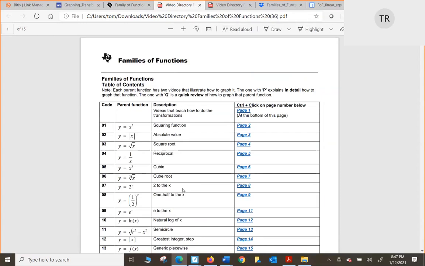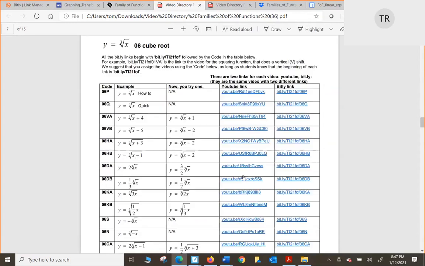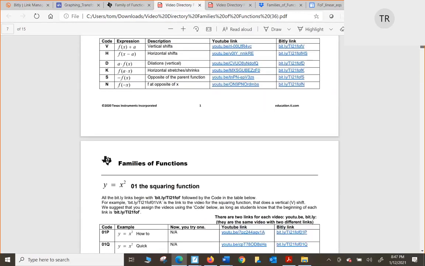So let's say you wanted to go to the cube root real quickly, and you're lazy. You can go ahead and click on cube root, and it'll take you to page 7, and here's your cube root with all the stuff in it. So those are live links there, okay?